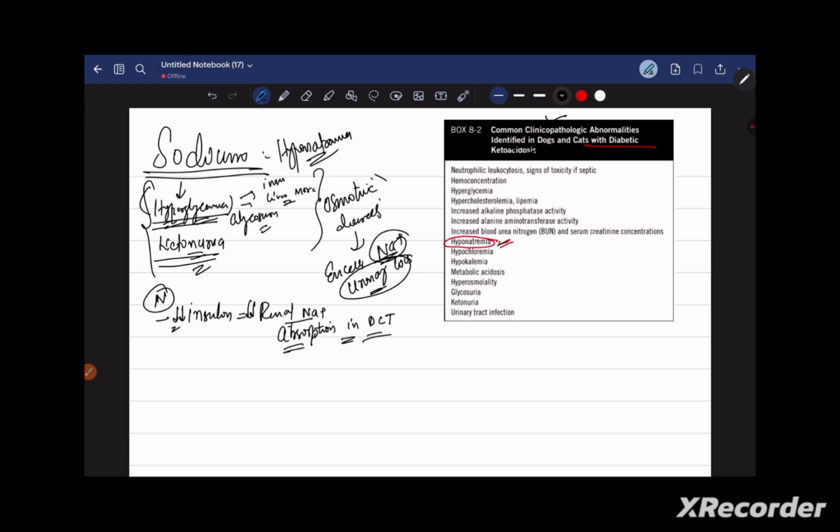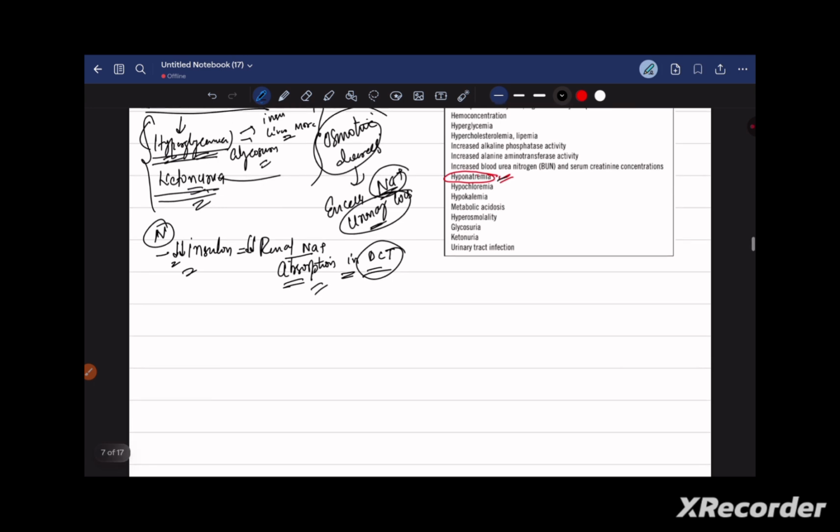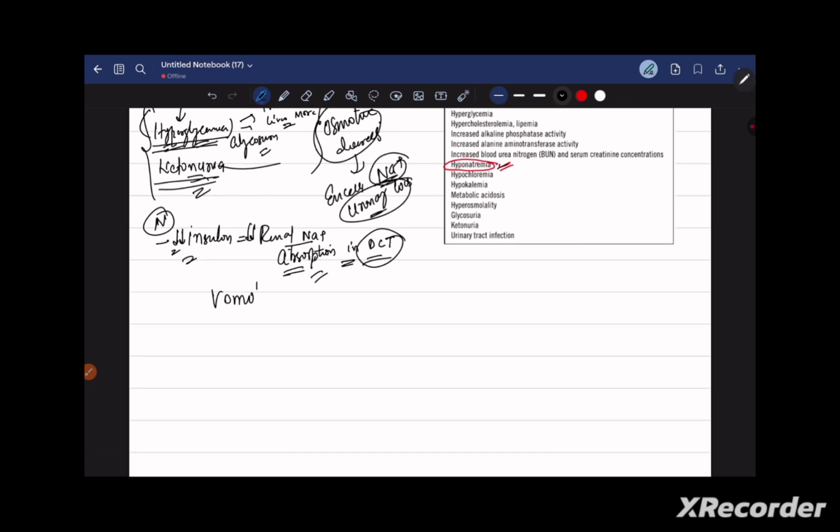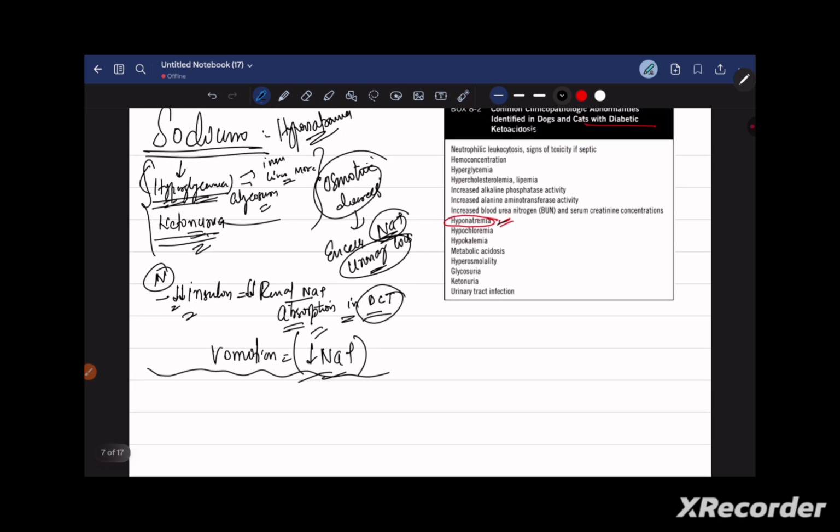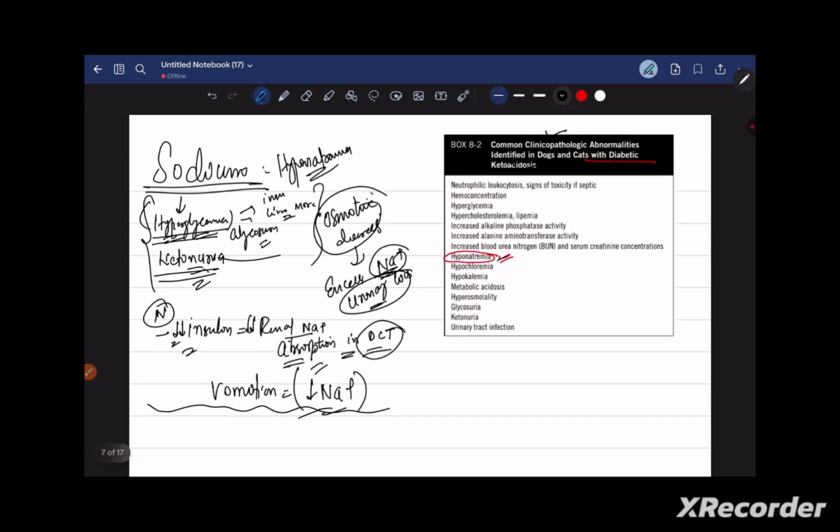The reasons are, first, osmotic diuresis because of ketonuria and glycosuria. Second, insulin normally promotes renal sodium absorption in the DCT, but since there is decreased insulin concentration, that leads to decreased renal sodium absorption in the DCT. The third is vomiting, which further decreases the sodium concentration. So these are the three reasons that lead to hyponatremia in DKA patients.